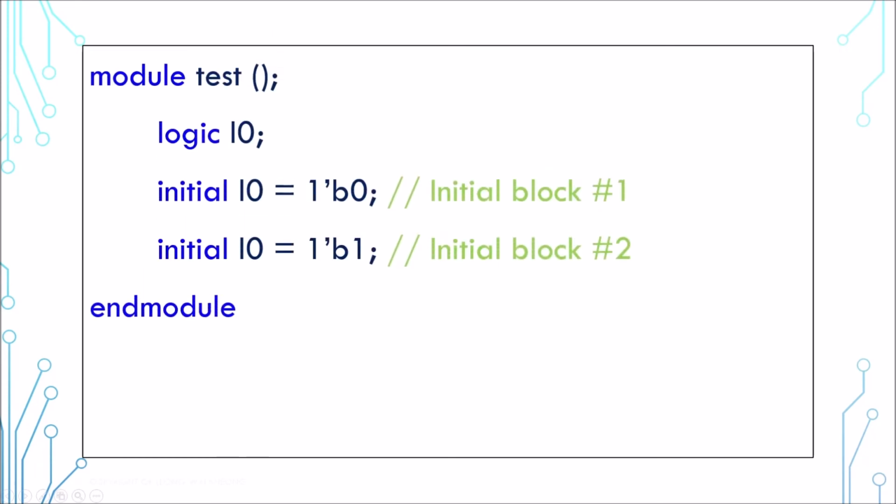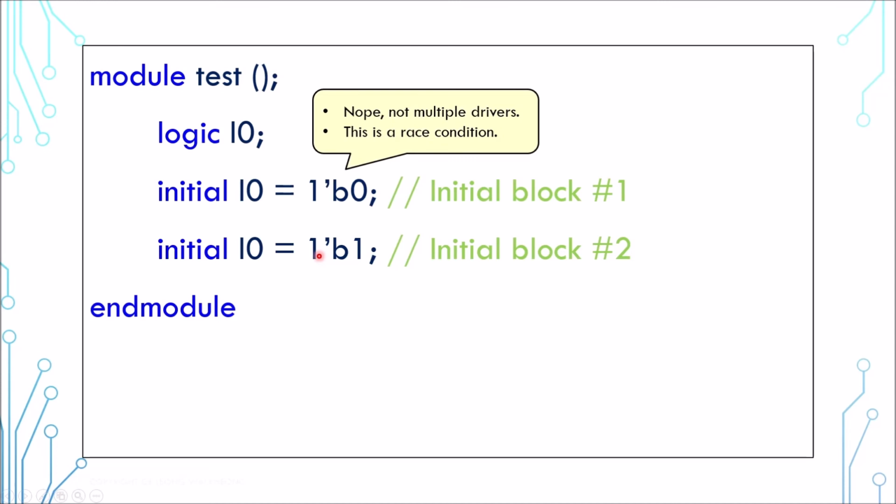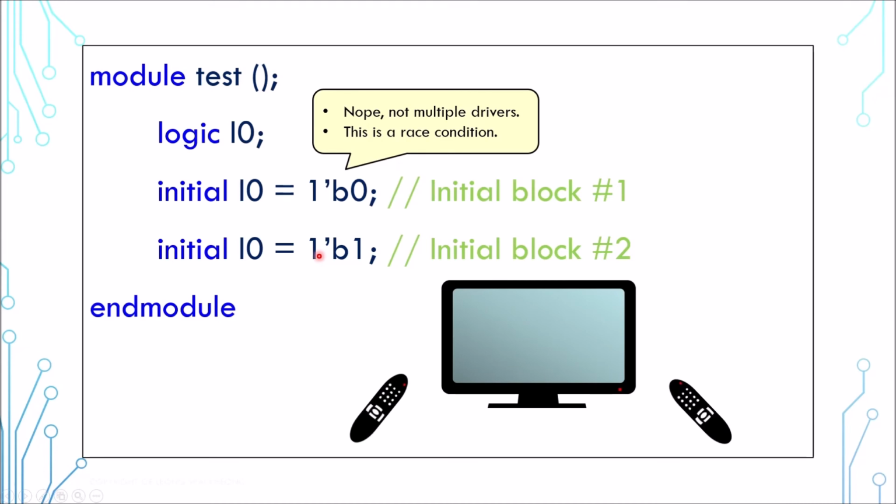Let's study more about multiple drivers. In this example here, there are two initial blocks. One is driving L0 to 0, and another one is driving it to 1. This is not a multiple drivers issue. This is a race condition. In analogy, it is the same as a television with two remotes. You can press both remotes at the same time. One of them will go first and the other will go second, overriding the first one. This is the same case for the initial blocks. Generally, there is no way to tell which one will go first.